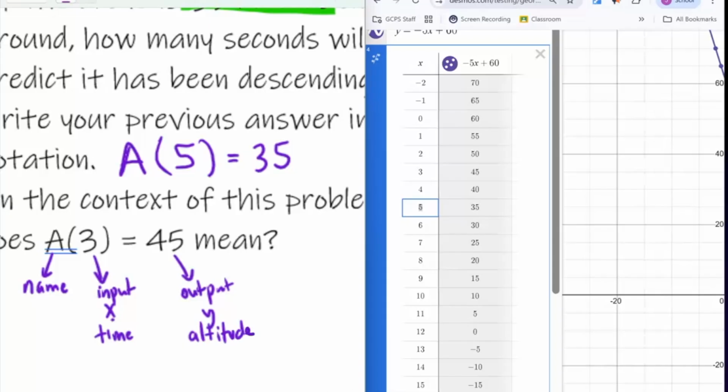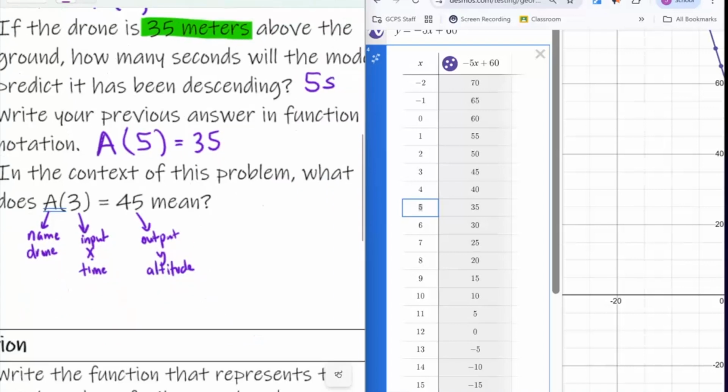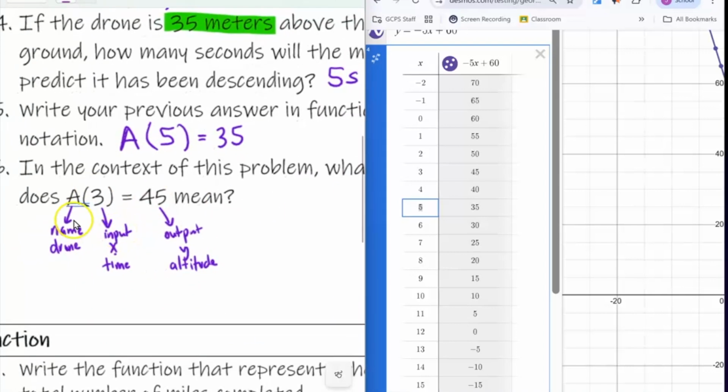Altitude. And name, this is the drone. Okay, I have to use these 3 things and these numbers. So now I'm going to say the drone after 3 seconds was at an altitude of 45 meters. Okay, that was this way.